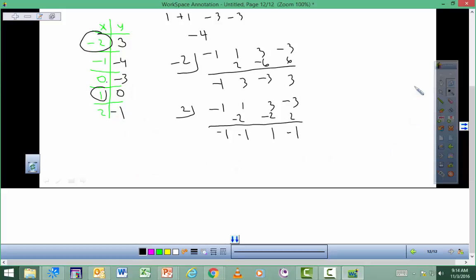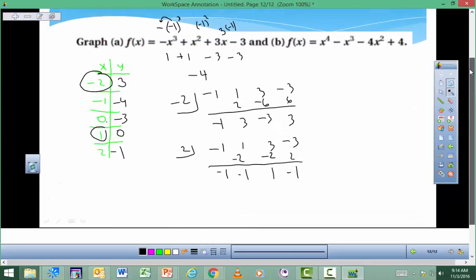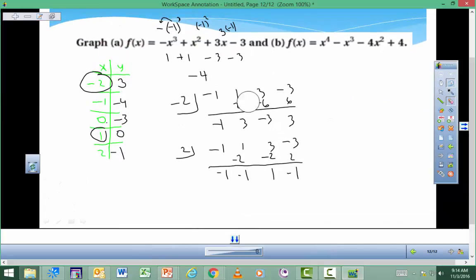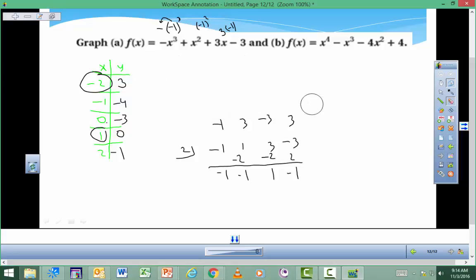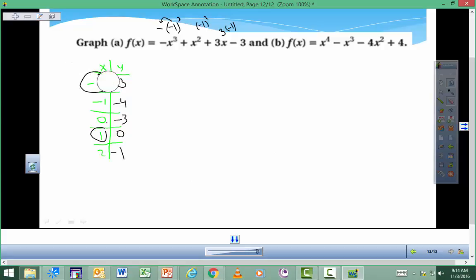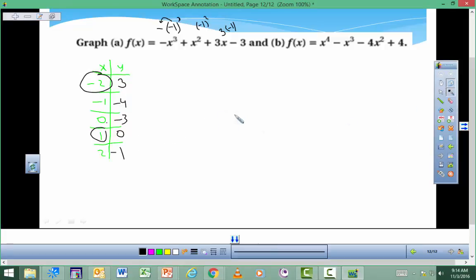Alright, now that you've done that, by the way, you need to show all your work on all these problems. Don't come to me and say, oh, I did all that in my head. I'd like to see your work. Now what we need to do is plot all these points on a number line.